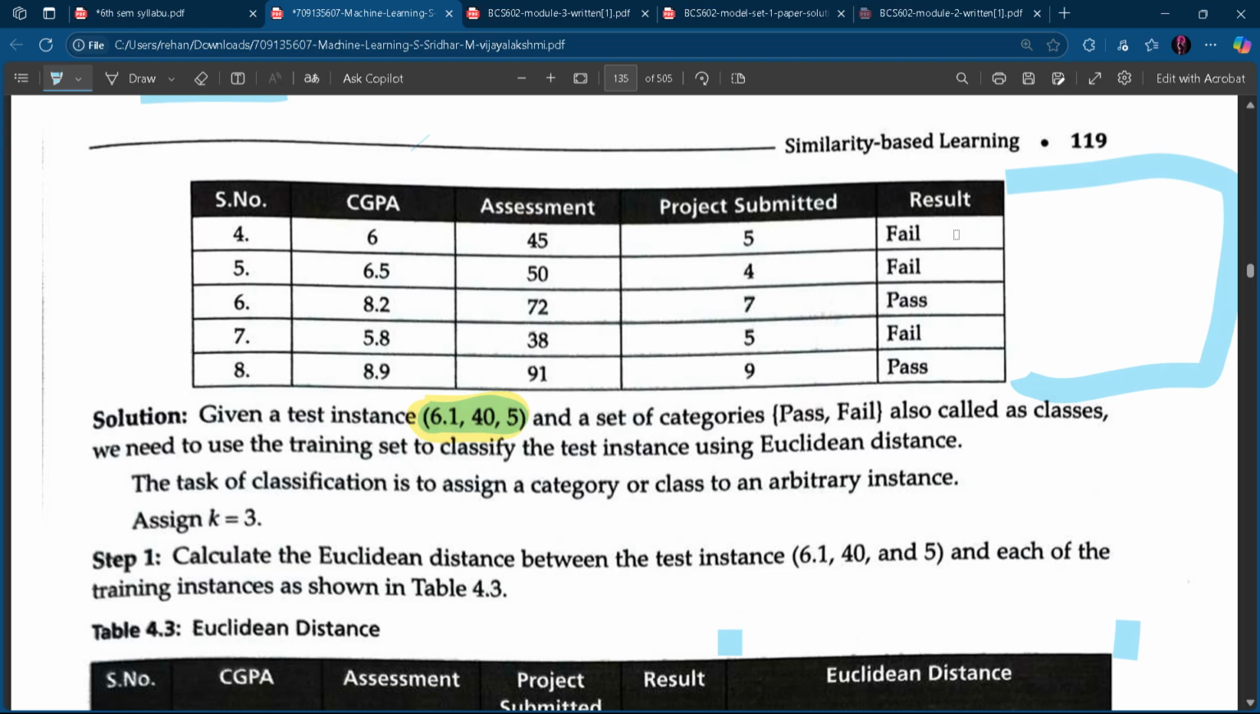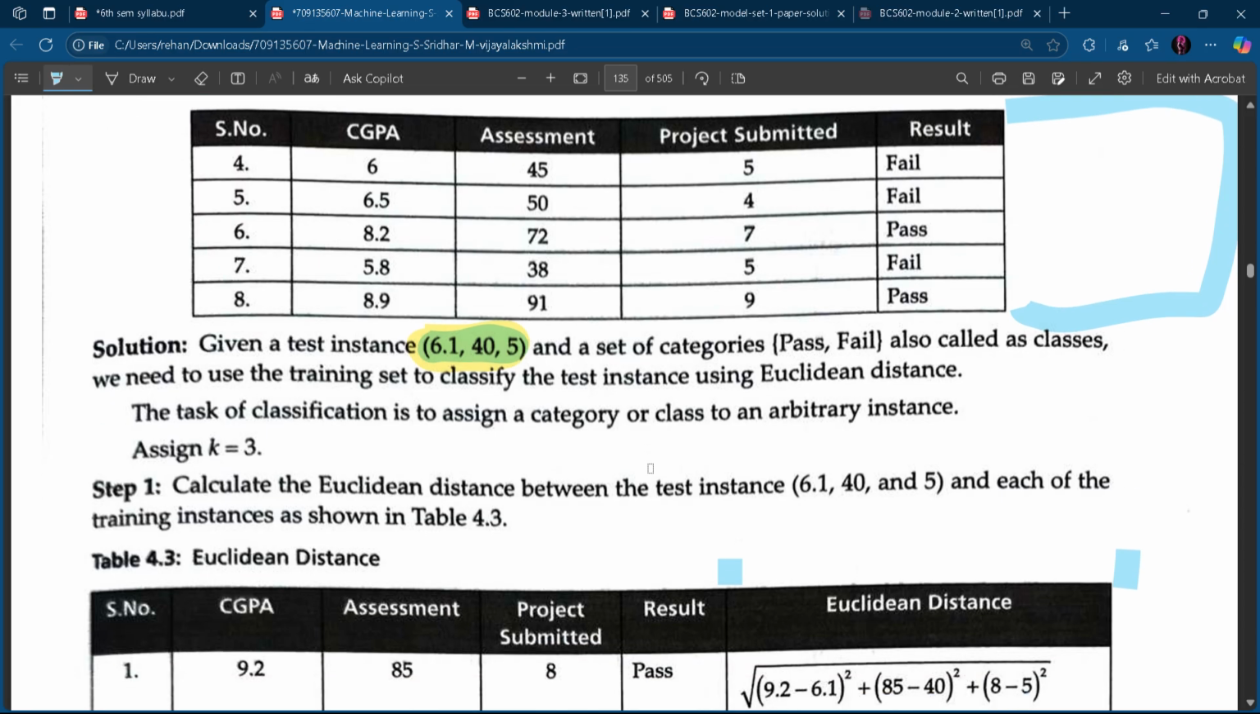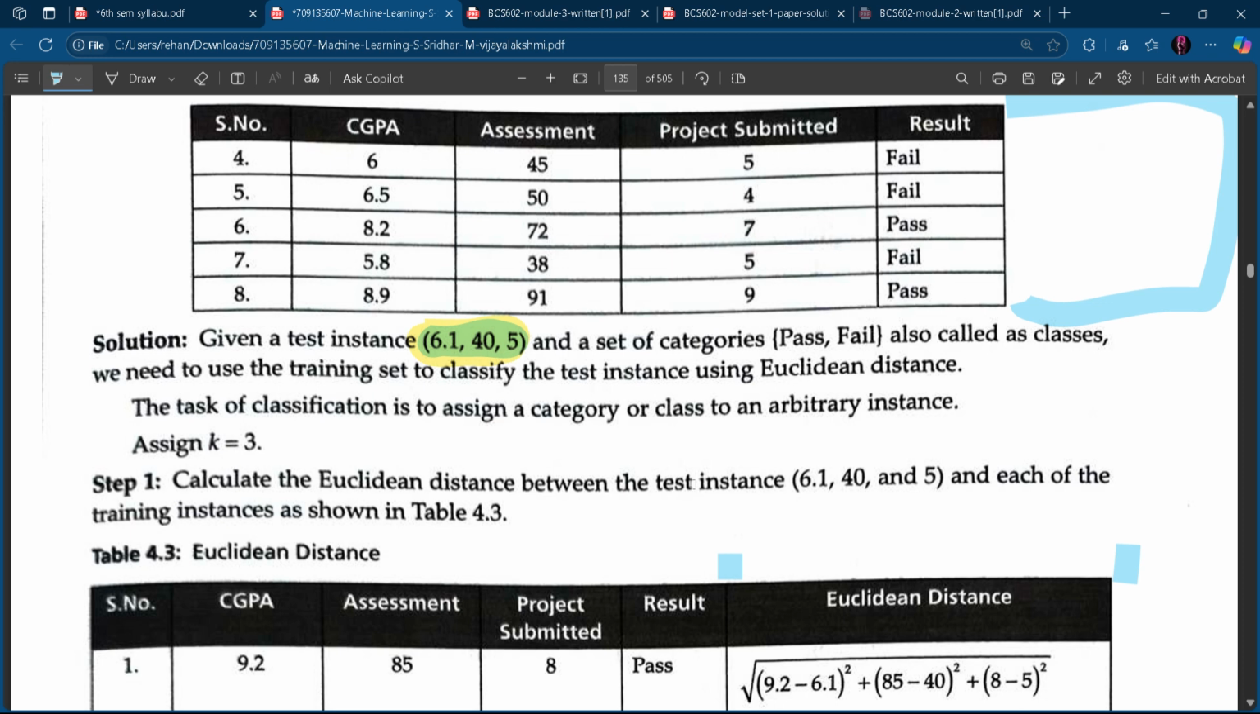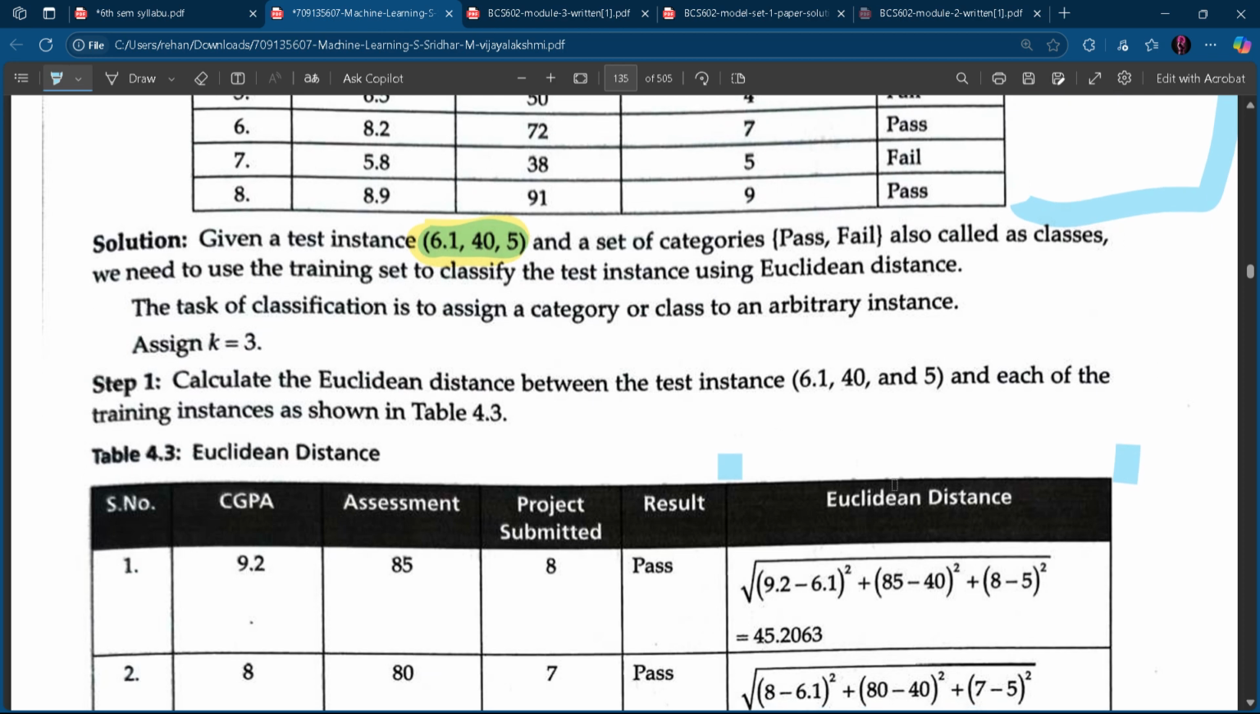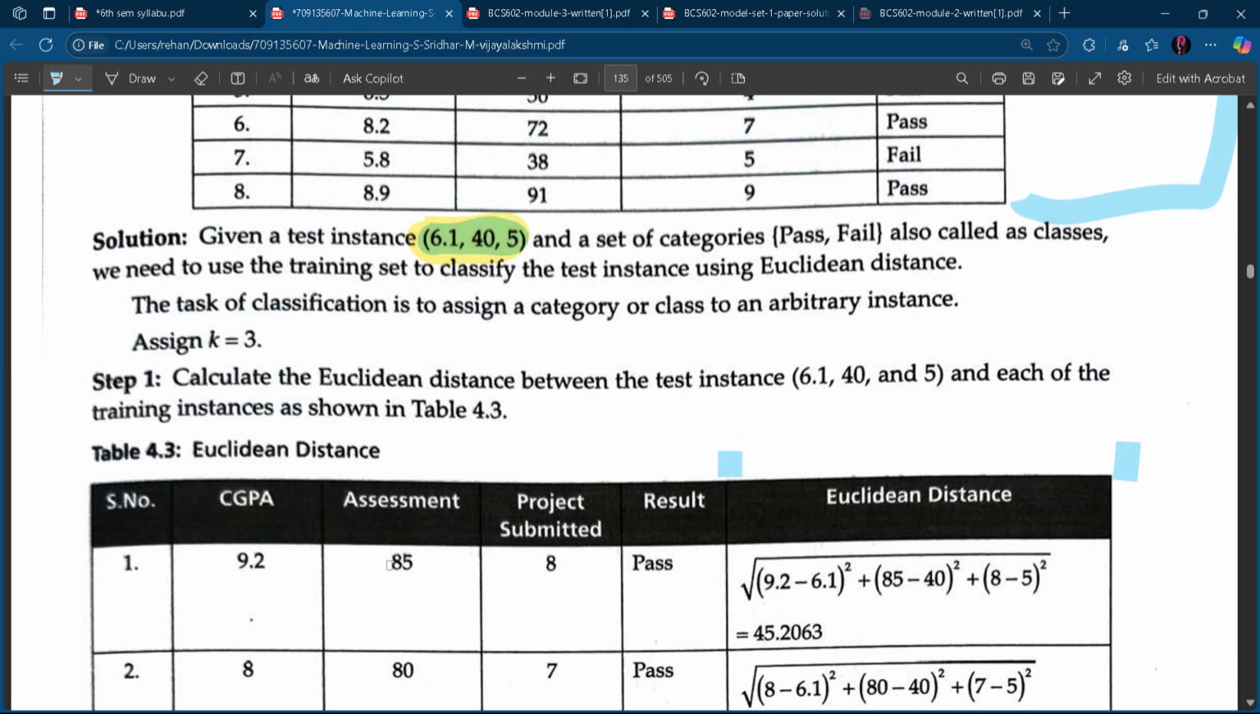CGPA is given, assessment marks are given, how many projects have been submitted, and test results are given. The results are only two, either pass or fail. So the task of classification is to assign a category or class to an arbitrary instance, and we assign k equals 3. First we have to calculate the Euclidean distance between the test instance and the given table. It's basic. Remember, 6.1 is the CGPA, 40 is for assessment and 5 is for projects submitted.